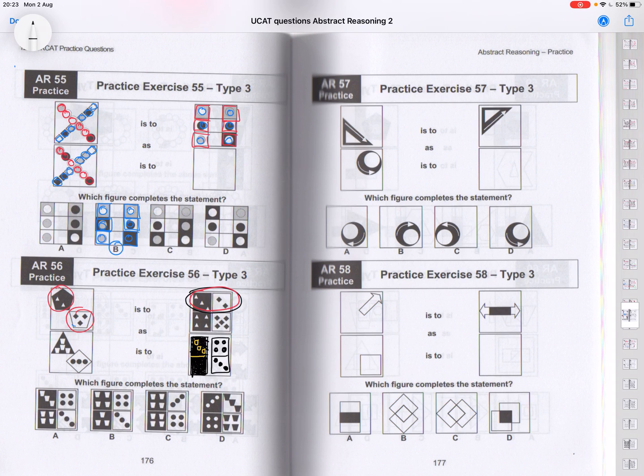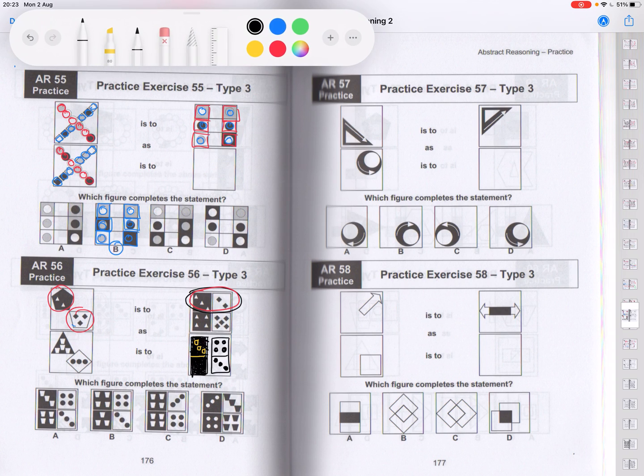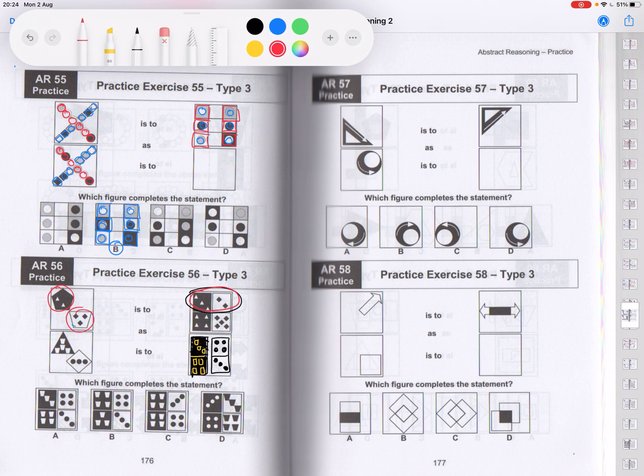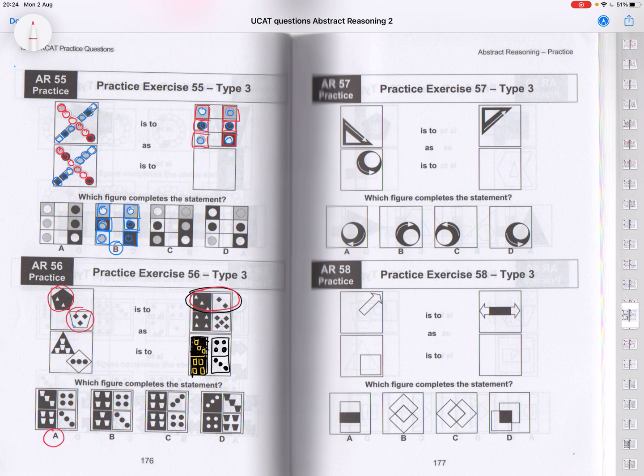That's the triangle on the left. And then I've got the diamond, which is 4-sided, and that's going to be cups. So then I'm going to have 4 cups. I'll have to see which one that looks like. And when you look at it like that, it's obviously answer A.